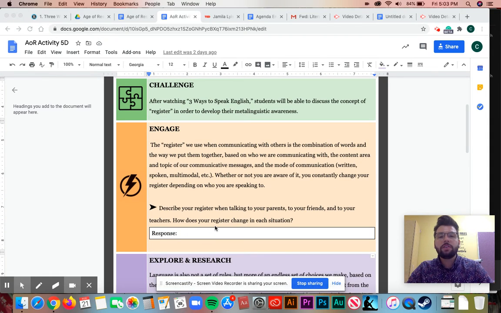So when we talk about register, what we mean by that is the way that we communicate with each other based on how we put words together, the combos of them, who we're communicating with, and the content and the topic of what we're talking about. So whether or not we're aware of it, we're constantly changing our register depending on who we're talking to. So think of the way that you talk to me versus the way you talk to your parents versus the way you would talk to a younger sibling or another friend, right? The way you speak, how that changes, how polite and impolite you are, how personable and impersonable, professional, non-professional. That's what we call register.